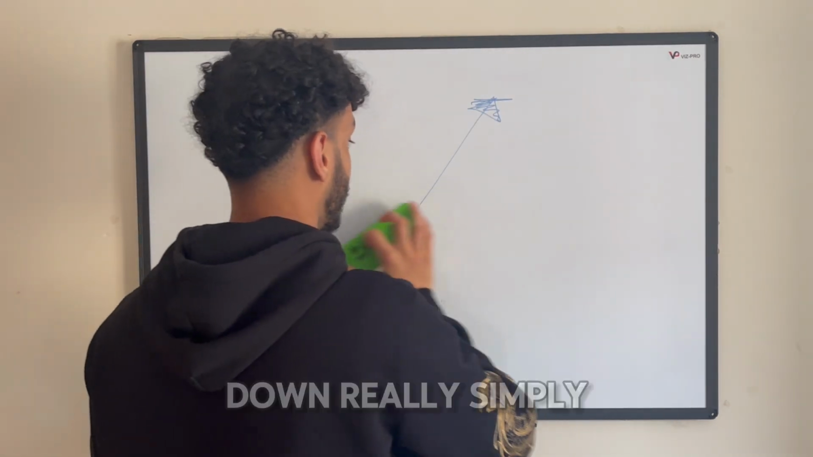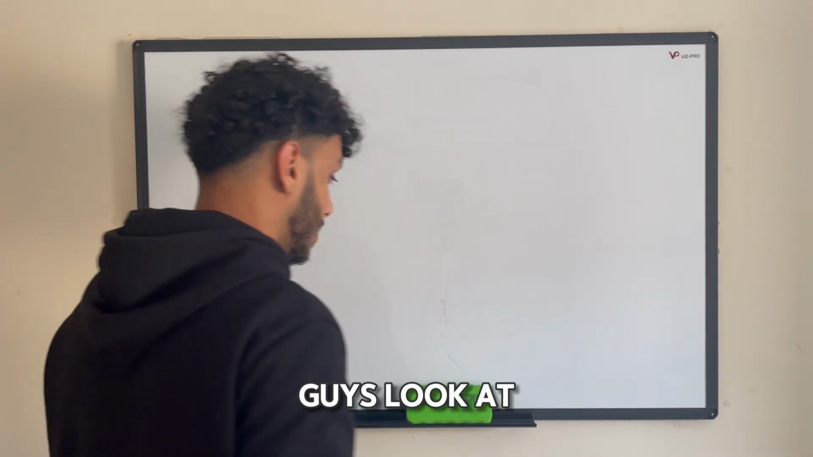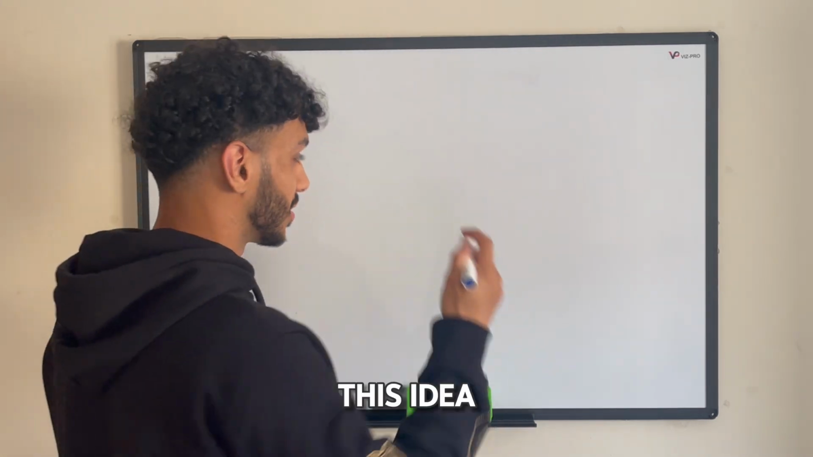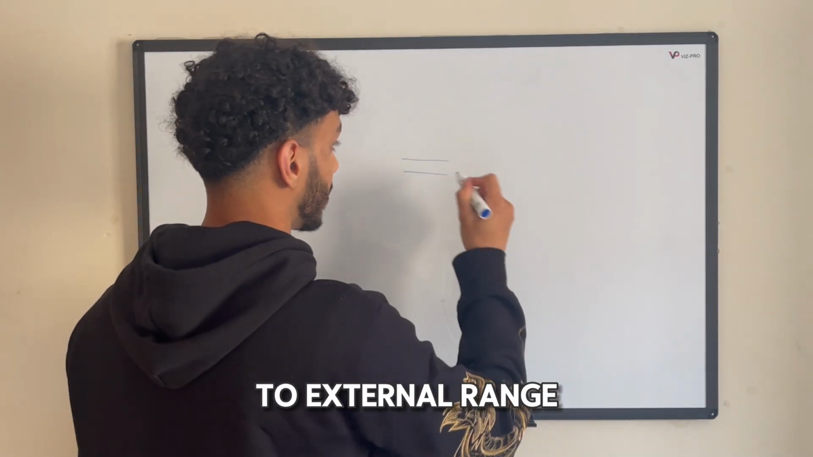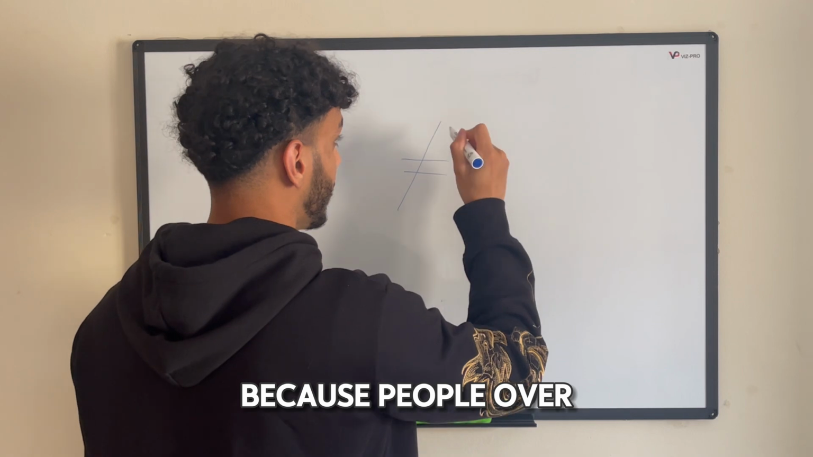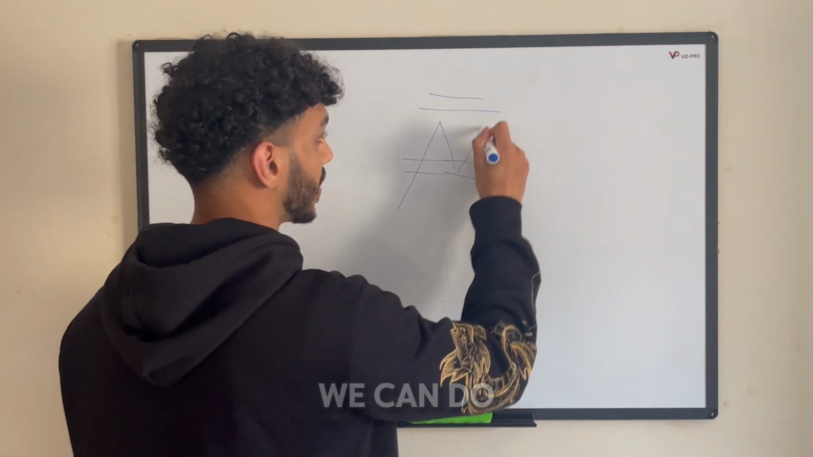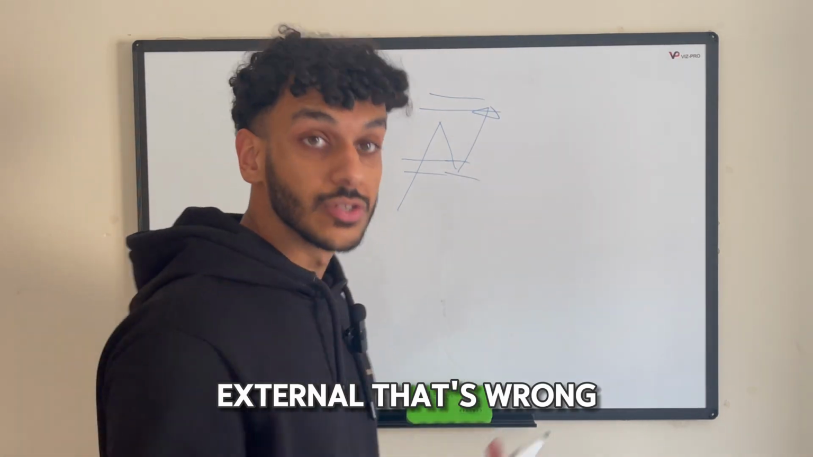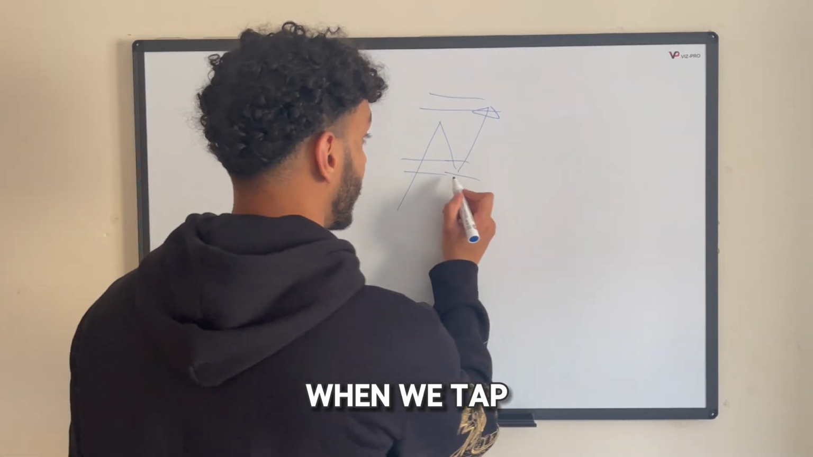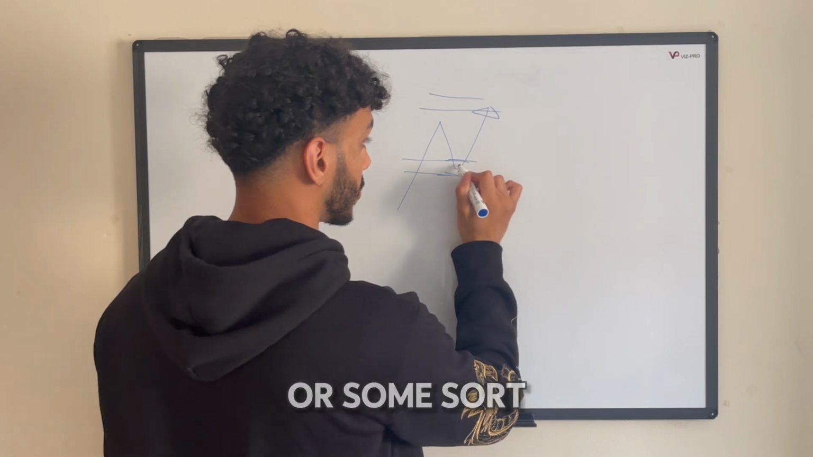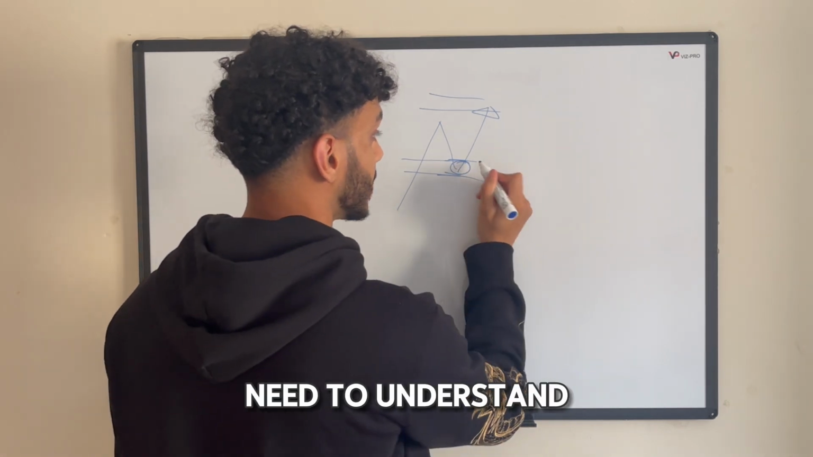So I'll break it down really simply. I know a lot of you guys look at, let's say, I don't really like this idea, but internal range to external range, because people oversimplify this. Like, people say, oh, once we've tapped internal, the only thing we can do is go to external. That's wrong.